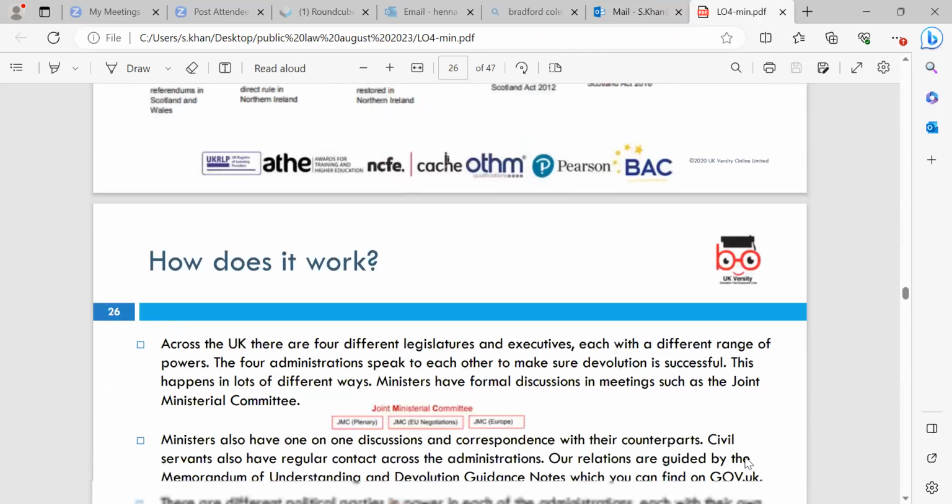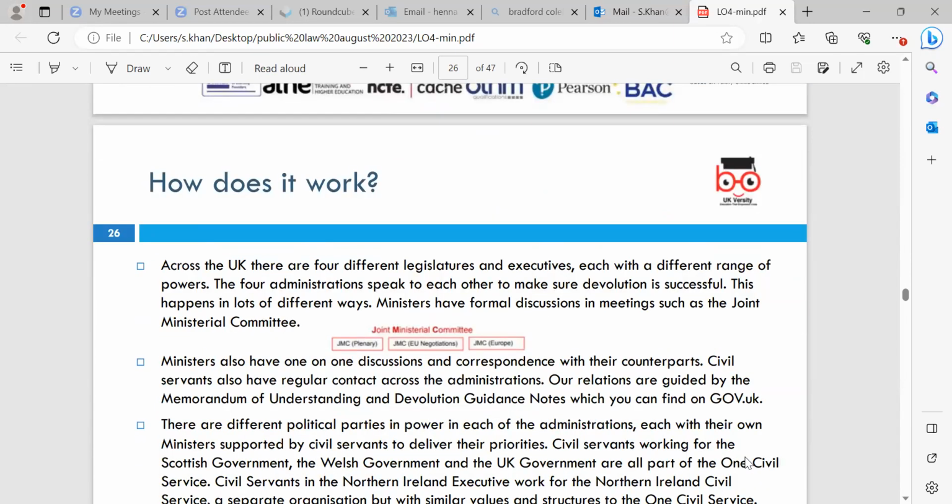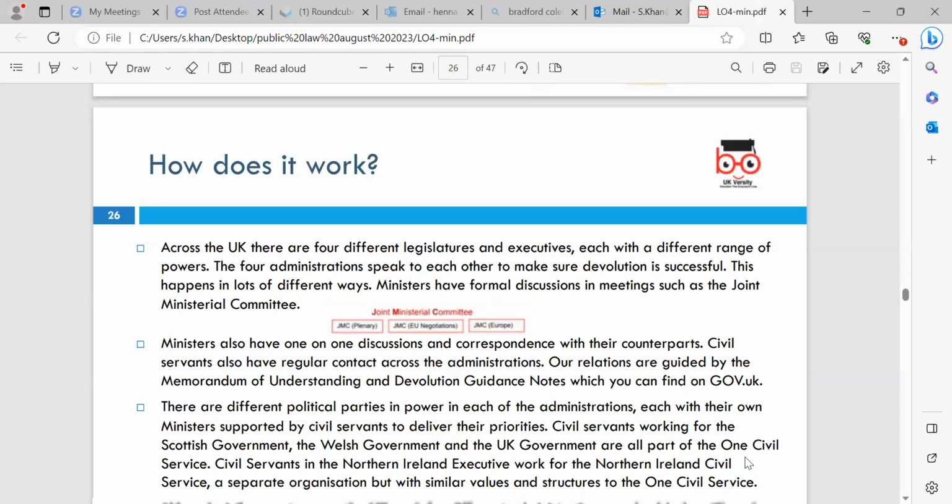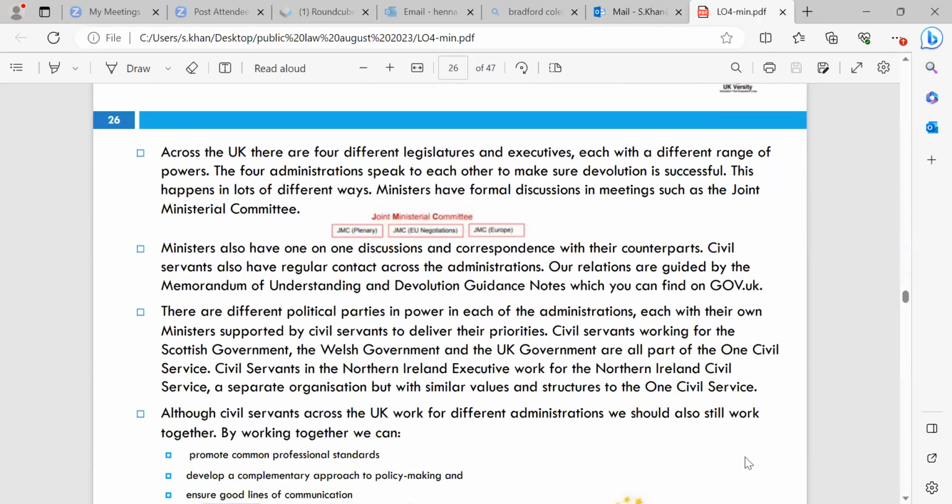How does it work? So across the UK, there are 4 different legislatures and executives, each with a different range of powers. The 4 administrations speak to each other to make sure that devolution is successful. This happens in a lot of different ways. Ministers have formal discussions in meetings such as the Joint Ministerial Committee, where they have the JMC plenary, the JMC negotiations and the JMC Europe. Ministers also have one-on-one discussions and correspond with their counterparts.